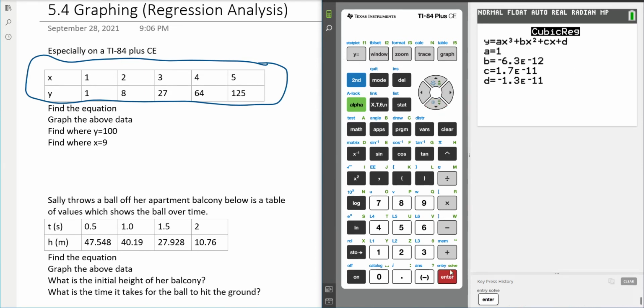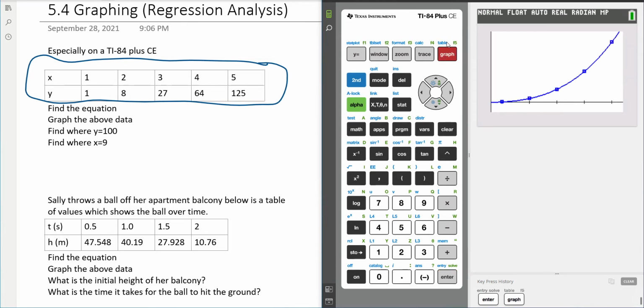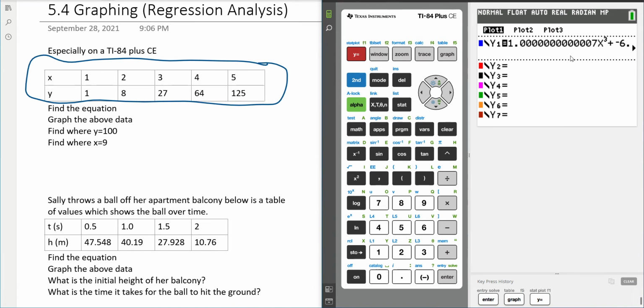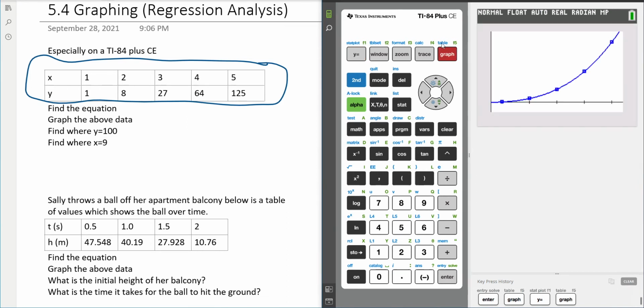So calculate. Now it's got itself an equation, where a is 1, and the rest of them are all basically 0. This e shows times 10 to the negative 12, so it's basically 0. So b, c, and d are all 0, and a is 1. So it's just y equals x cubed, a very simple cubic function. Now that we've done that, it's showing up there. The only reason why it wouldn't show up is if you forgot to store it or put it in here. Now that it's in there, we graph it and we can see it.